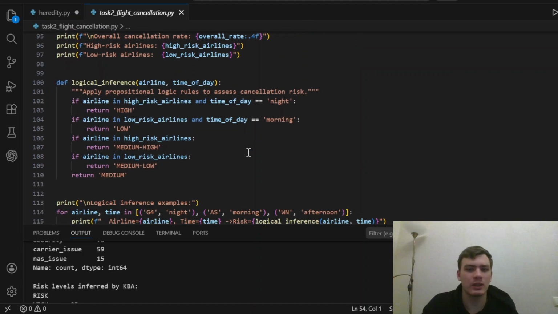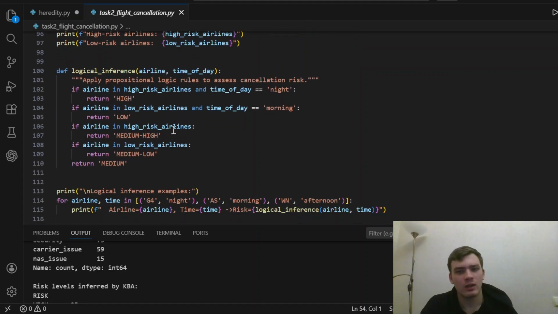Then the logical inference function applies the rules. If it's a high risk airline and a night flight, it's very high risk. If it's a low risk airline in the morning, it's low risk. So this is logical inference in action.